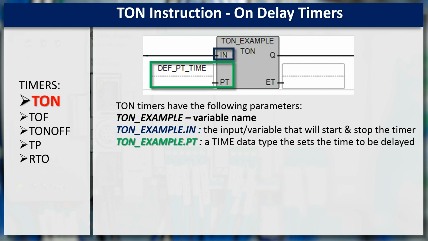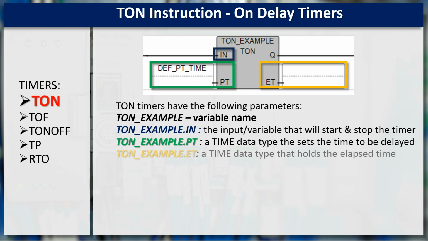In this example, it would be our TON_example.PT. Now, .PT has to be constructed so that the PLC and people know what we're talking about. So they've set up a special format called a time data type that allows humans to enter a certain amount of seconds, minutes, hours, or days that the PLC will convert internally into a binary number that it knows what to look for and compare to. The next part comes with the package, which is what happens after the time has elapsed. So our TON_example.ET is where that is stored.